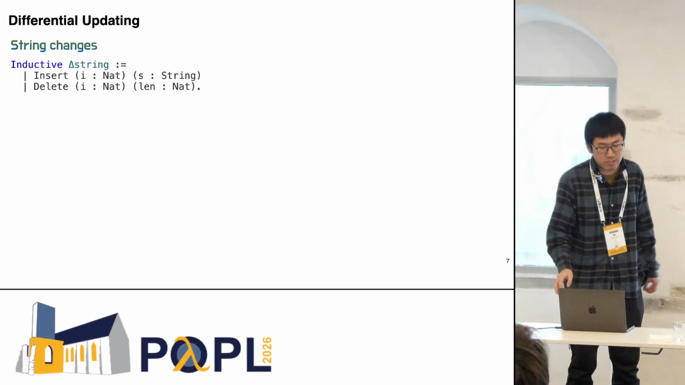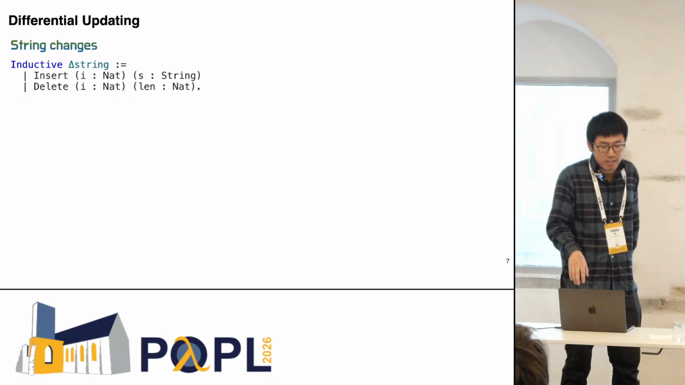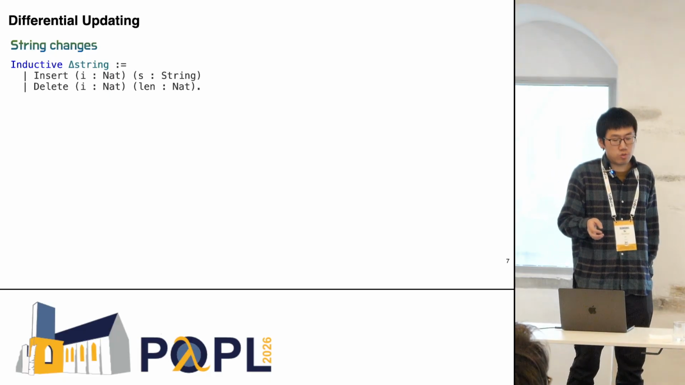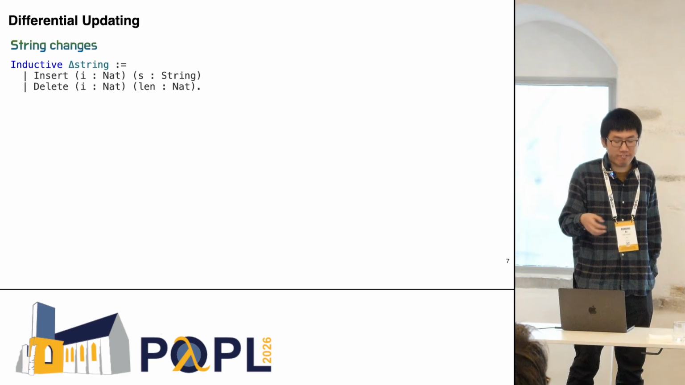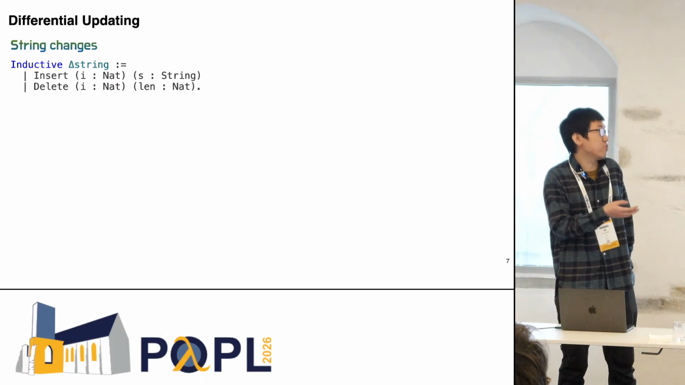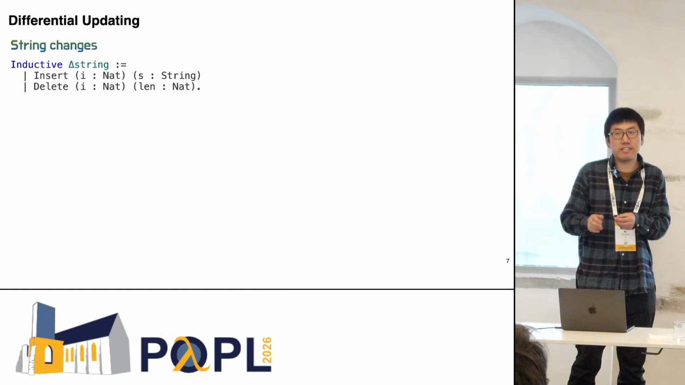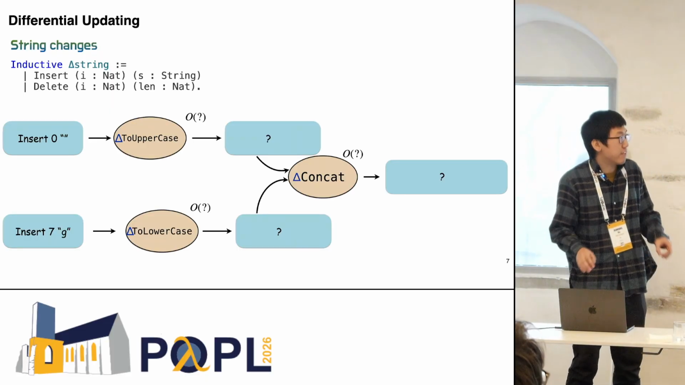And let's just go back to our original example to show how the differential updating works. So the first step to use the differential updating is to define what kind of changes we can apply to a value. And here I just define two types of general changes to a string, which is either an insertion at a given position or deleting some characters from a given position.